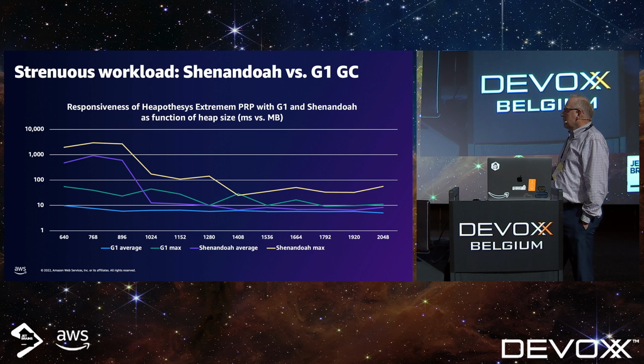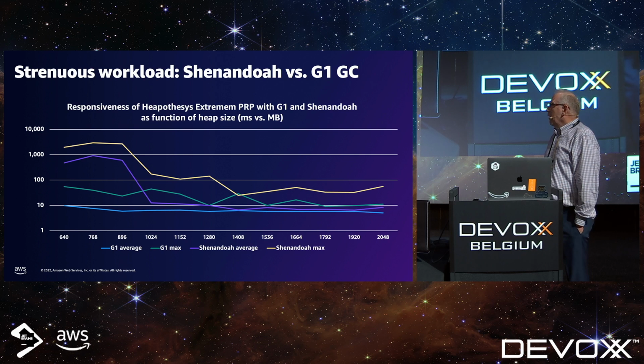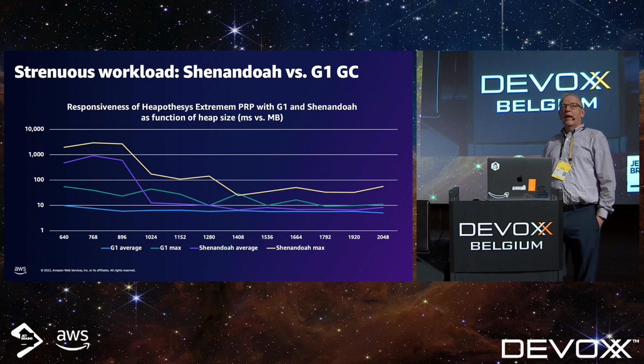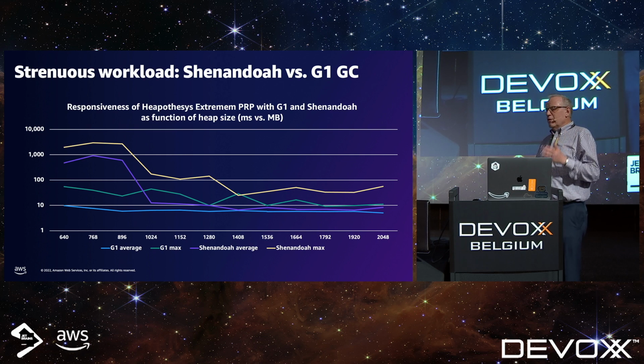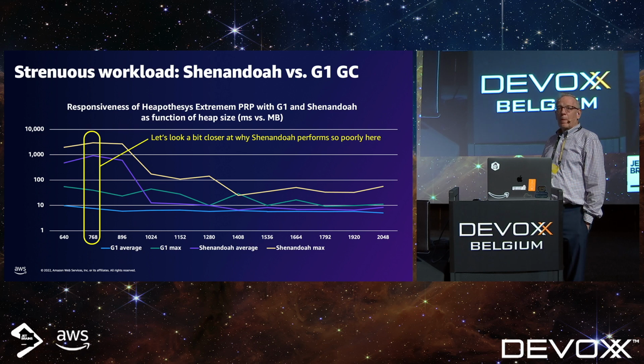So Shenandoah max is this number here, always worse than G1 max here. And Shenandoah average here, always worse than G1 average. These are client response times. This is not GC pause times. And this is on a heavy workload, okay? Heavy workload. What does this tell us? Well, Shenandoah just can't keep up with a heavy workload. It needs the generational benefit that G1 has. But we were especially interested in what's going wrong over here.